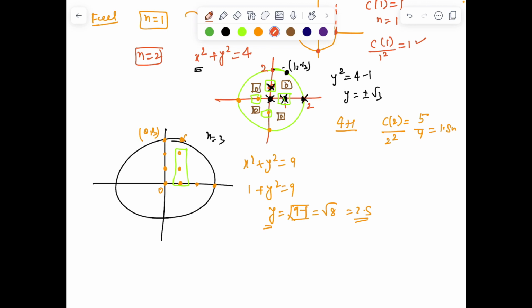Similarly, we can try with x equals 2. That will give y square equals 5. So y equals root 5, which is again 2 point something. So we have 2 point something over here. So the possibilities are again 2, 1 and 2, 2. Is that clear? At 3 I have only 1 point. So the number of lattice points, or the points having integer coordinates, is 1, 2, and 1 over the x-axis, right?